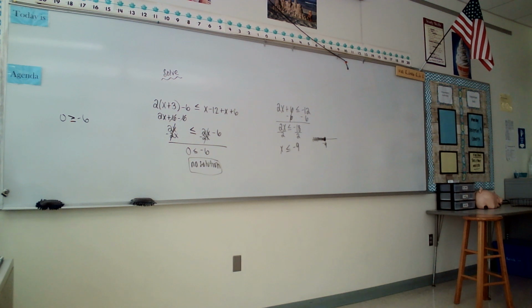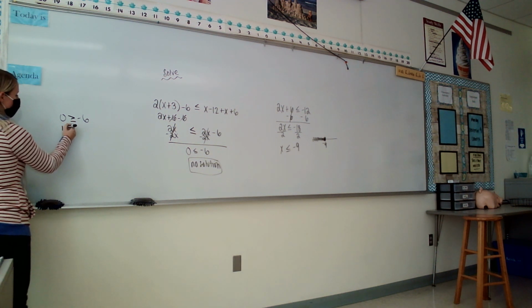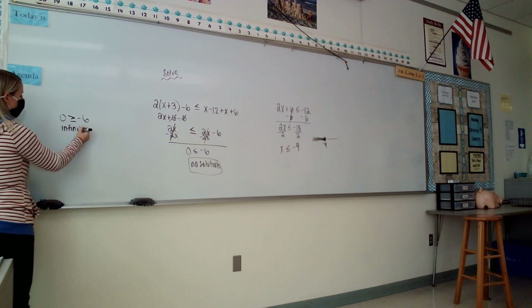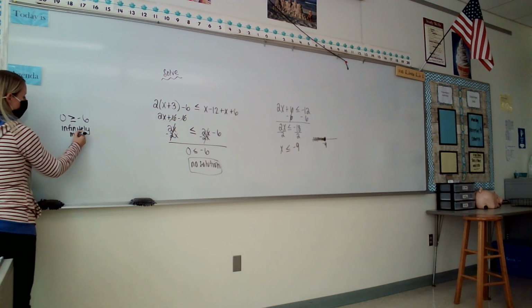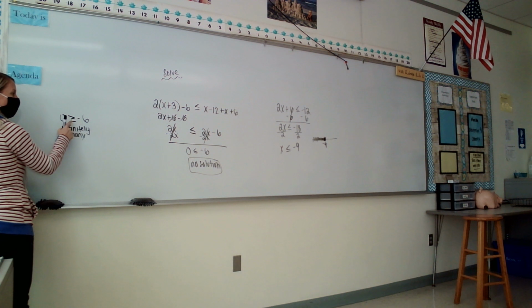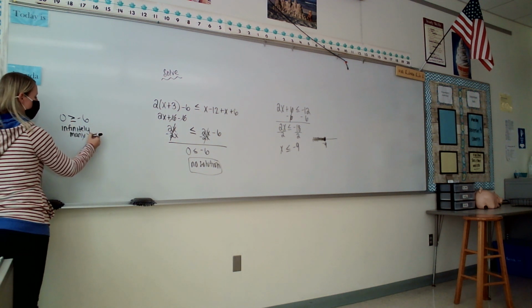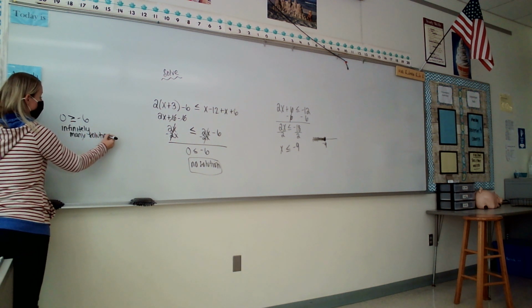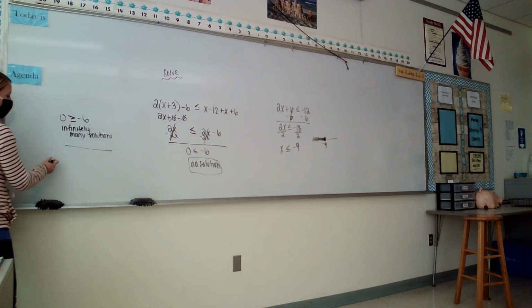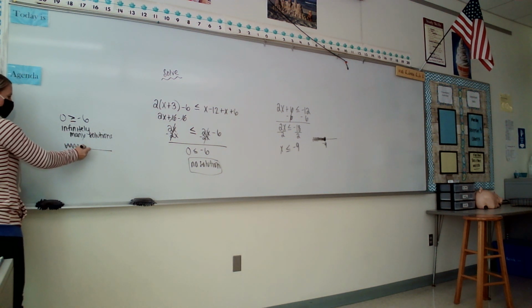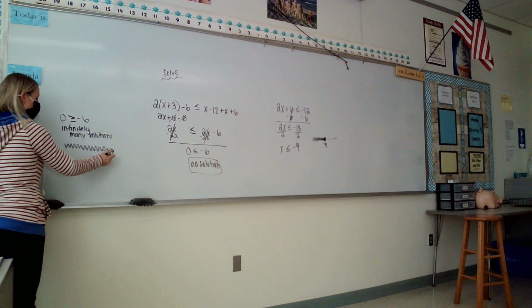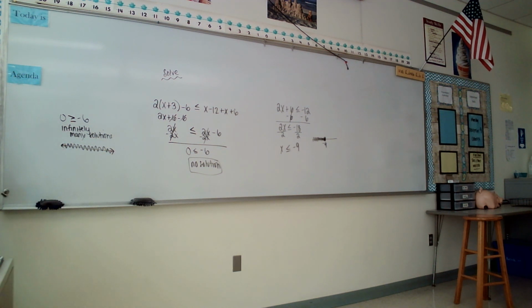Just for fun, if the answer had come out to this, that statement is true: 0 is greater than or equal to -6. I just wanted to show you that would be infinitely many solutions. Once again, they don't have to be necessarily equal, it's just that the statement has to be true. And you can graph infinitely many solutions. That just means that every single point, either way, is an answer. So that's the difference in the two special cases.